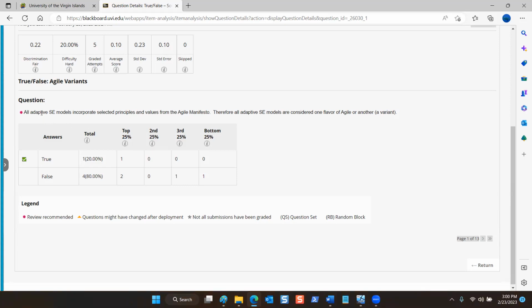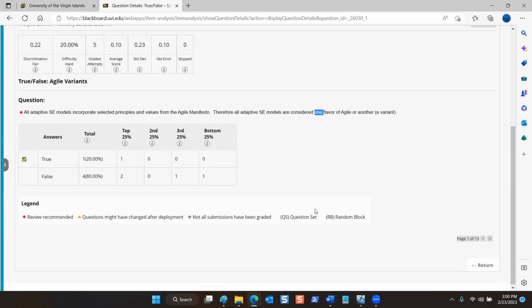So, when you talk about adaptive SE models, those are the newer, new and improved, right? Oh, you're saying are considered one flavor? So it's the word one that poses a problem? Yeah, I think in the study guide I saw something that said different flavors, not just one. That's how I interpreted. And then it said other variants and not one variant. Did anyone else think the same? Yeah, I agree.